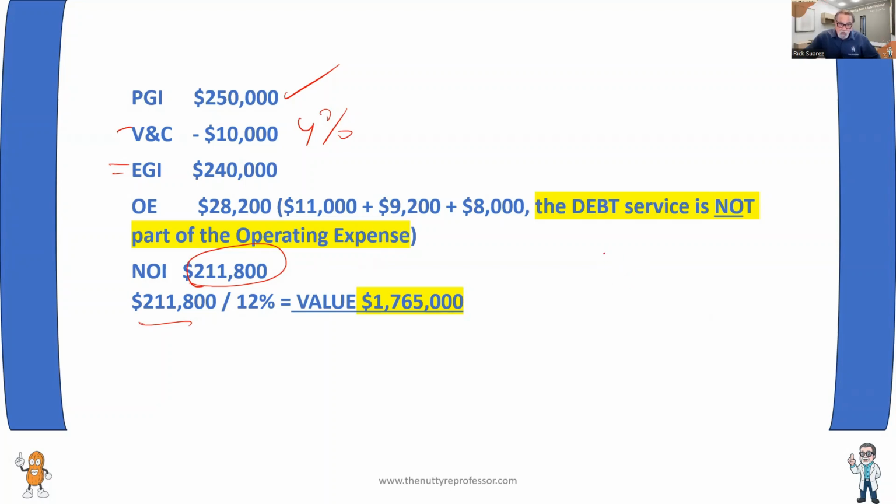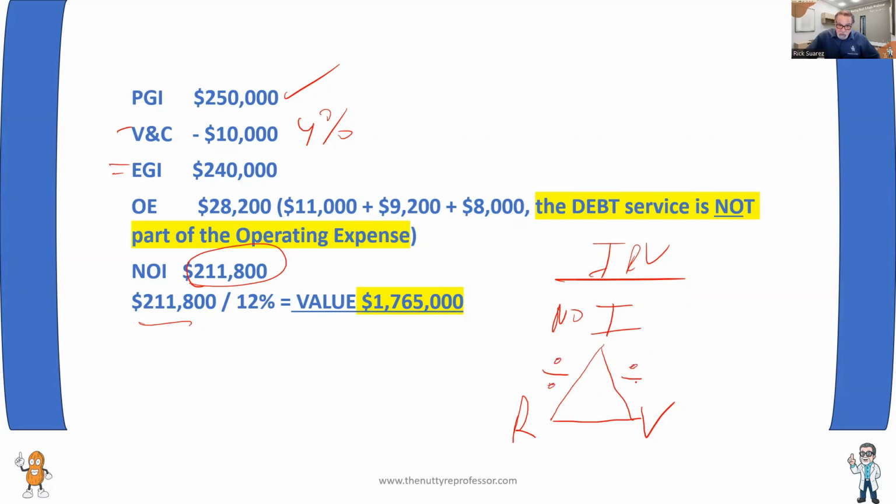If you use the IRF formula, the IRF formula is like this. Do it like this. Put an I, do a triangle, put an R, put a V. And this is the NOI. This is the rate of return or the capitalization rate, and this is the value. Put a division here, and here. And here you put a multiplication.